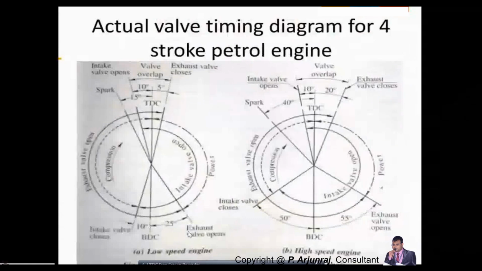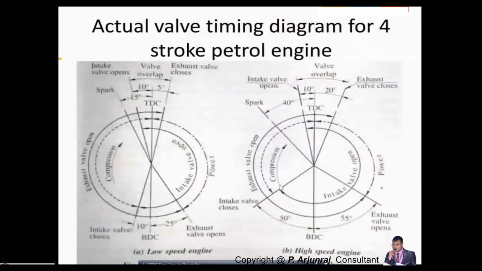So we have seen the low speed and high speed engine for a four-stroke petrol engine. In the case of high speed engine, the combustion stroke is less. You're comparing this with the compression. Here the inlet valve is going to close only after 50 degrees after the bottom dead center, whereas here it's going to close 10 degrees after the bottom dead center.